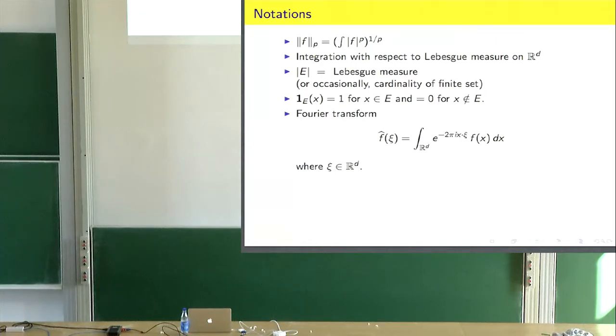And I'll be talking about the Euclidean Fourier transform normalized as follows. So x is a point in R^d, ξ is a point in the dual group R^d, f hat of ξ is the integral of e to the minus 2 pi i inner product of x with ξ, f of x dx.